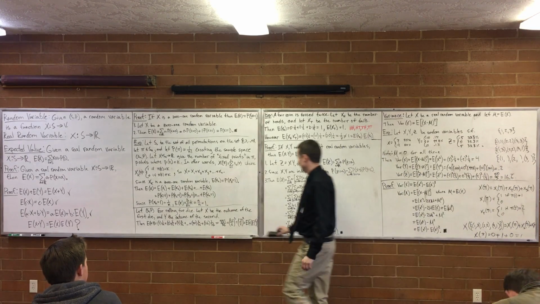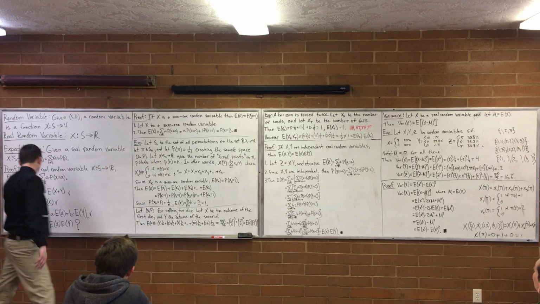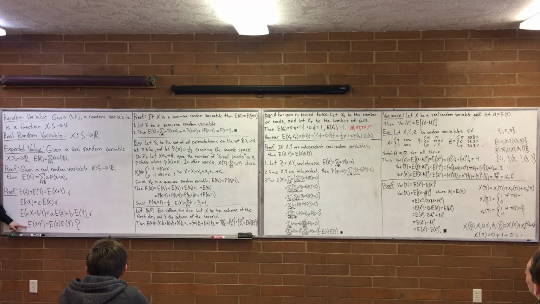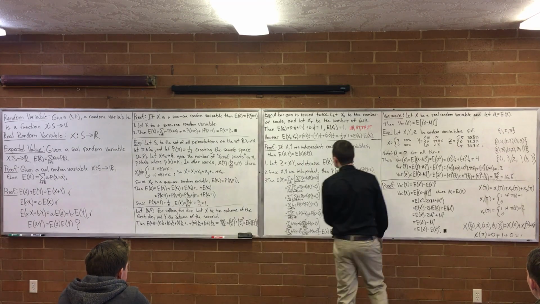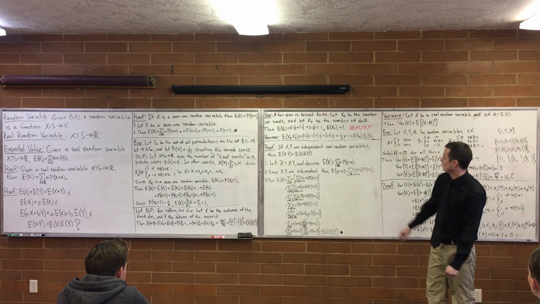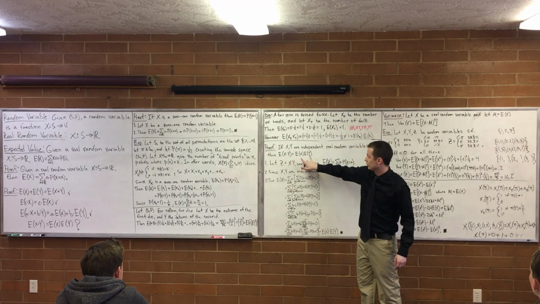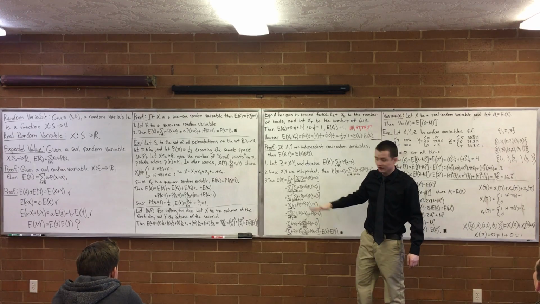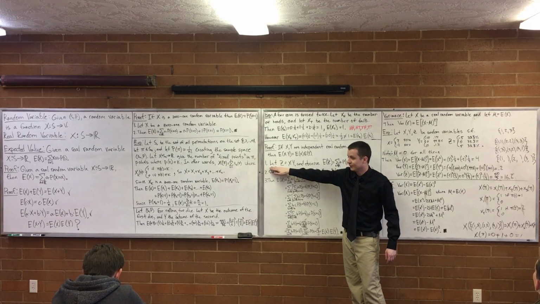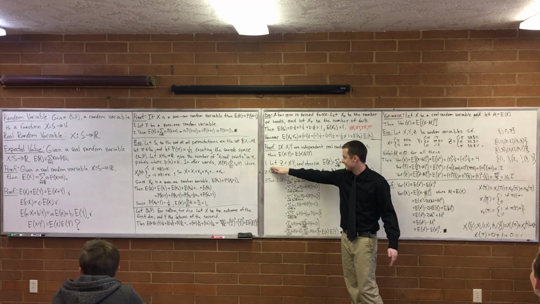So, independent, and this works. Let's prove it. Let's prove that this works when they're independent. Lots of sums. Hope you're ready for this. If x and y are independent real random variables, then the expectation of the product is equal to the product of the expectations. Good? You understand what we're trying to prove.